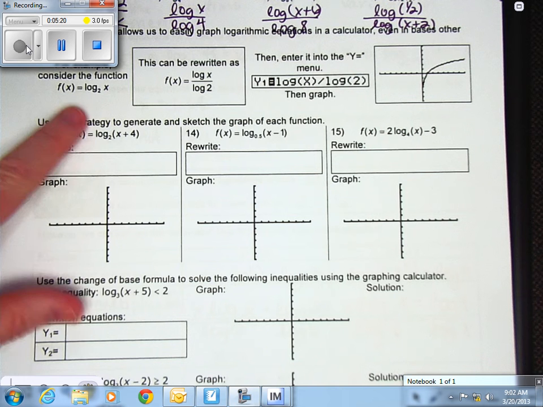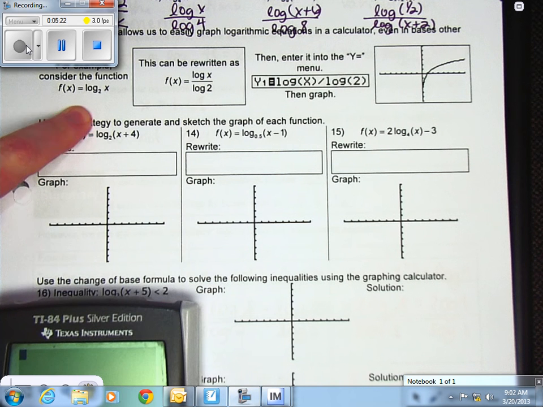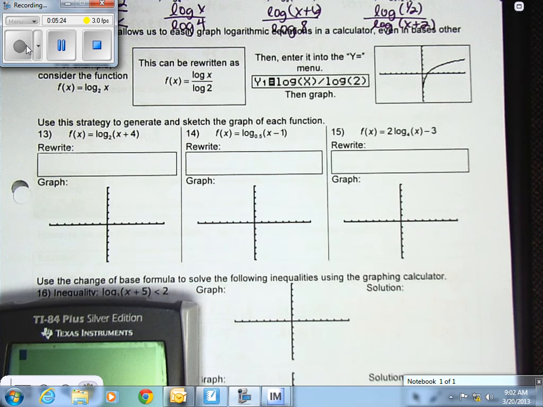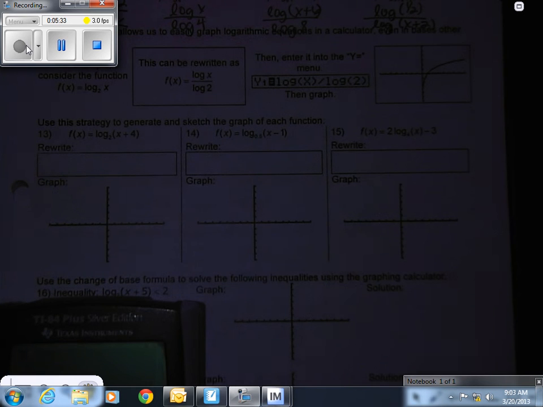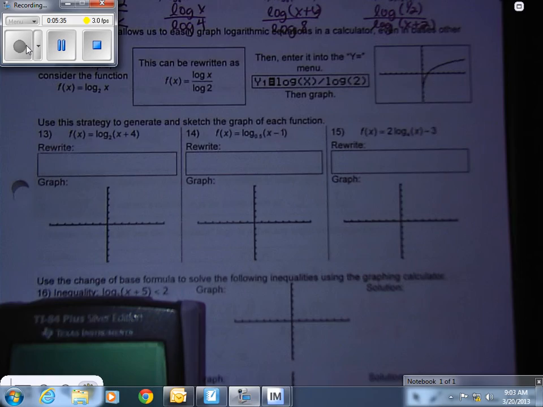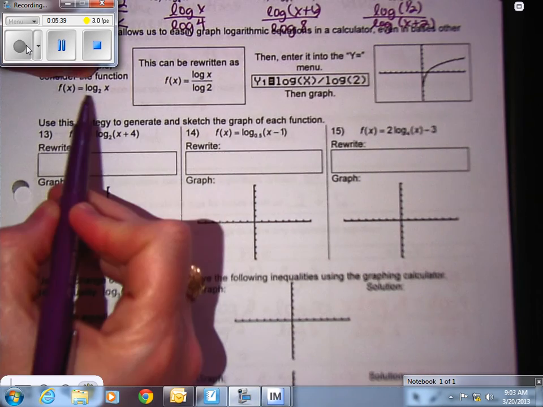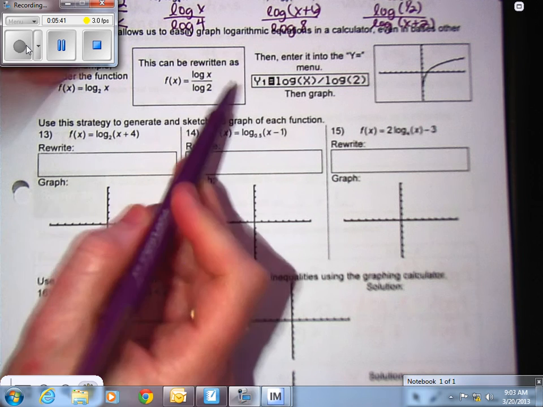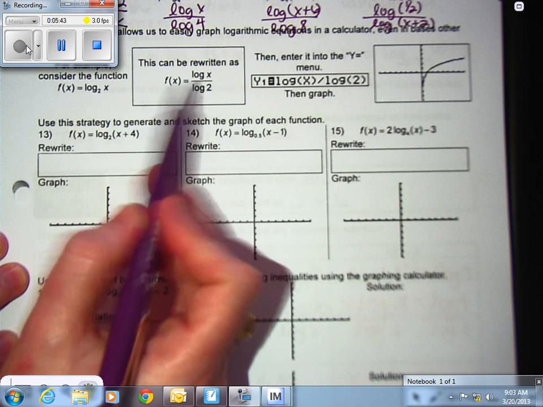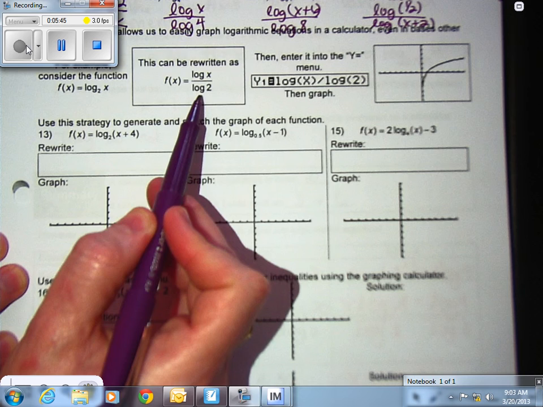Let's say that I wanted you to graph, for example, log base 2 of x. If we want to graph log base 2 of x, will our calculator on its own do a log base 2? No. Can we make it do log base 2? Yes, because we can use the base change formula. So what you would do is change log base 2 of x into something that looks like this: f of x equals log of x divided by log of 2.